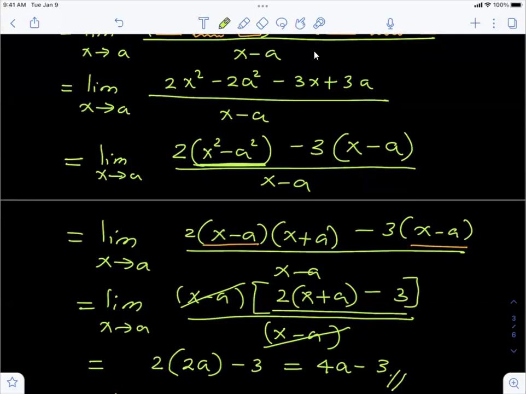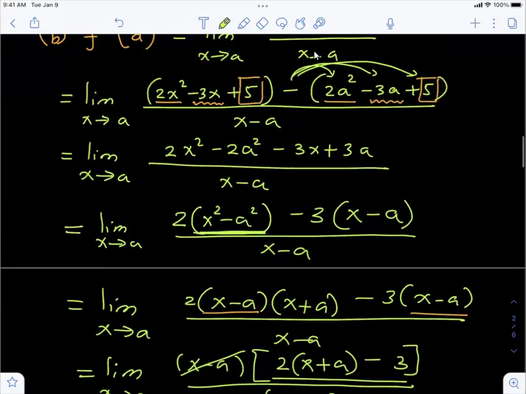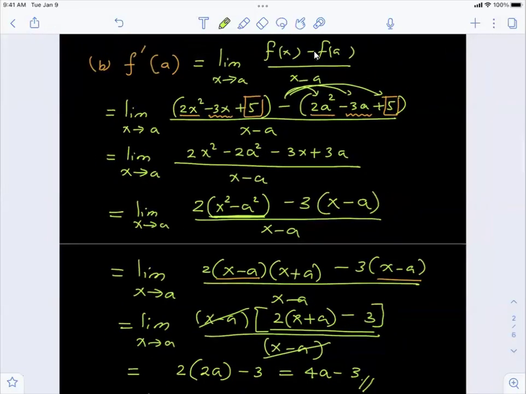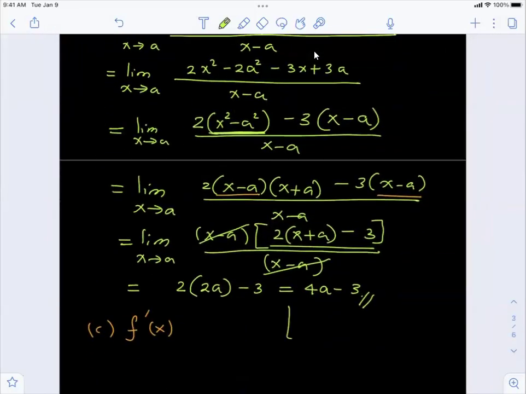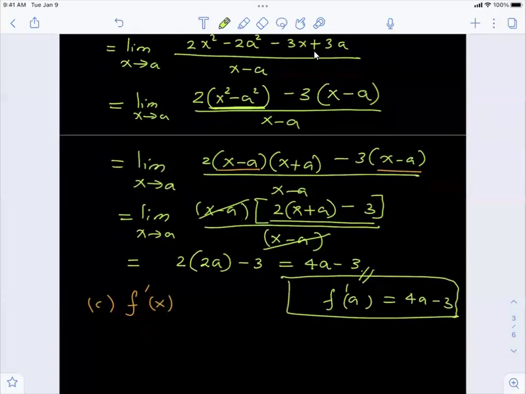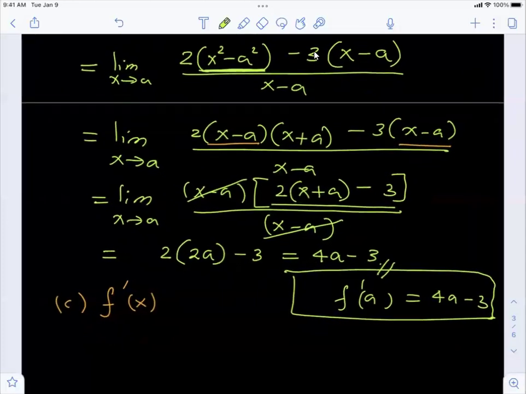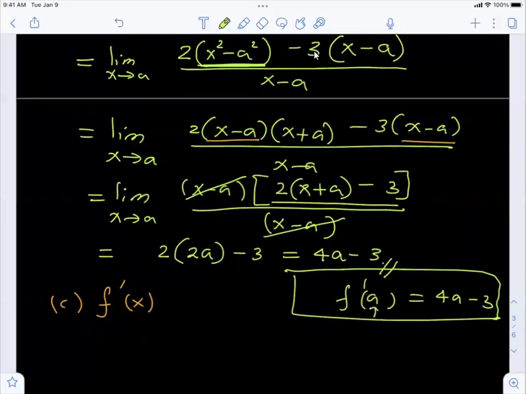Now, is this valid? Look at this. F prime at a is going to be 4a minus 3. That is what our observation was at the end. Now, if you look at the situation where the value of a is 2, when a equals 2, what's the value that you're going to get here when a equals 2? It's 8 minus 3, that's going to be 5.